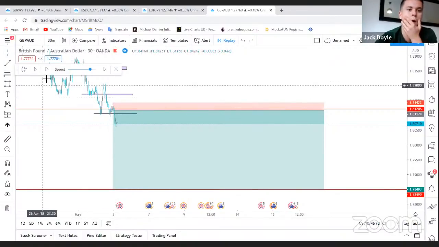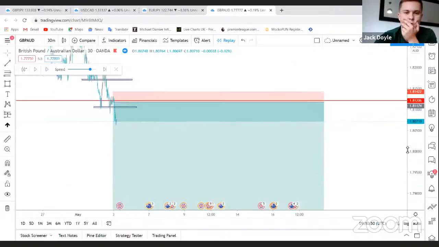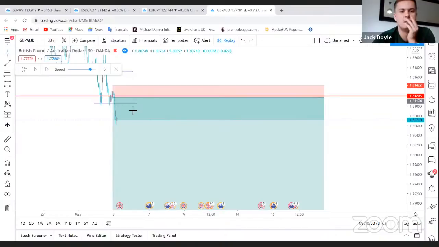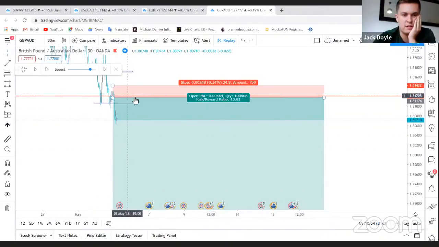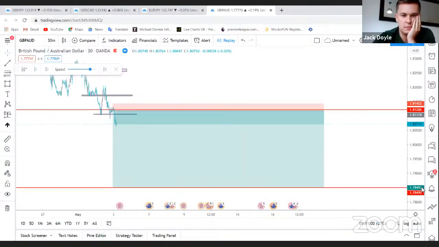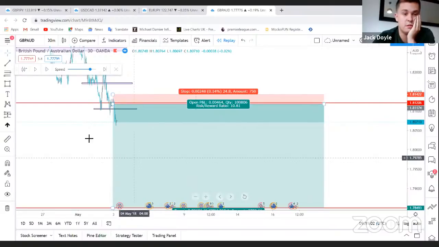Okay, so that's about 50%. Yeah, the reason why I'd move it there is because if we do get a retest of here, and then you just get a wick up, and then the spread. Obviously you don't have the spread on TradingView, but on a real account.